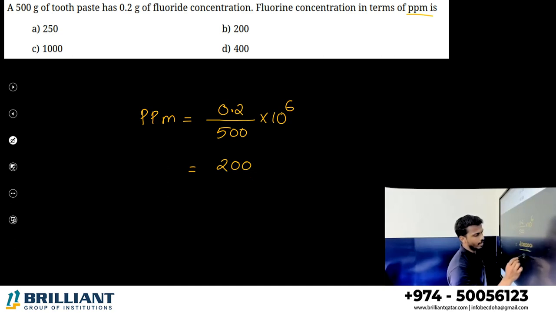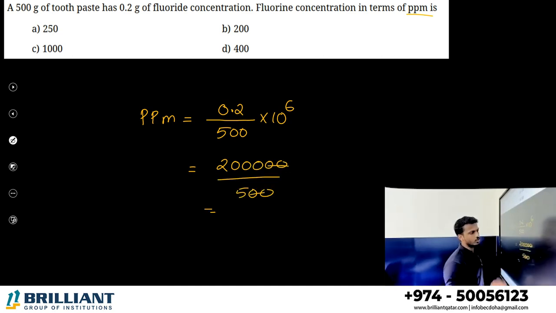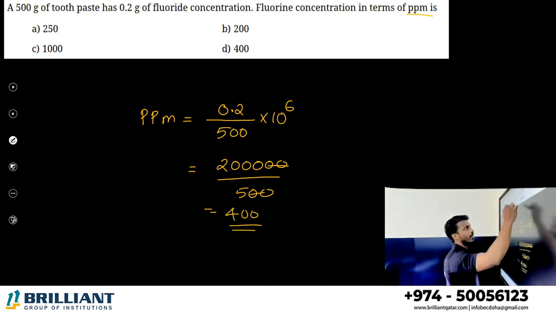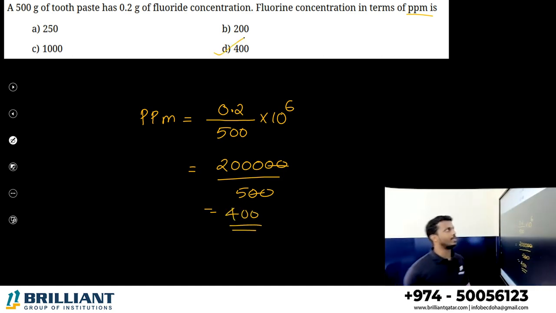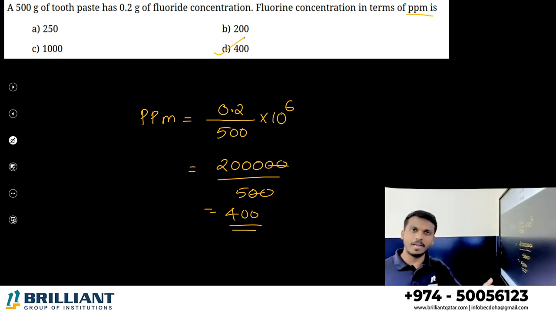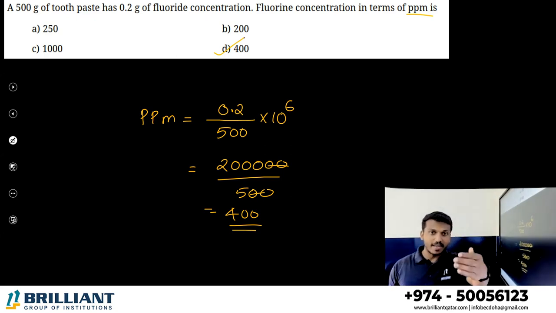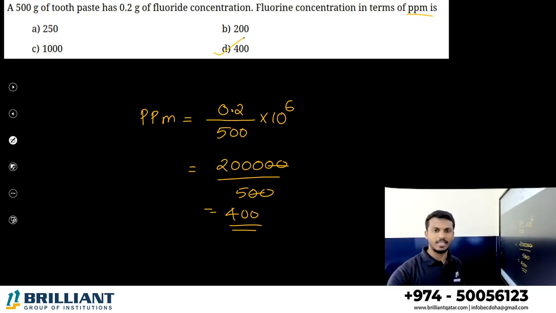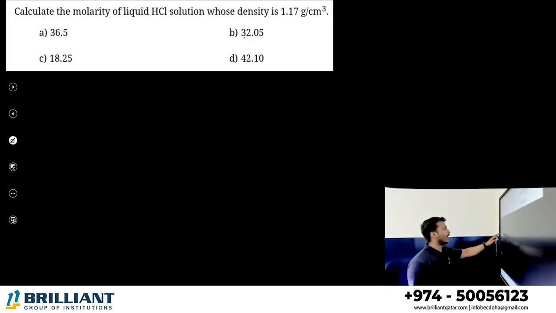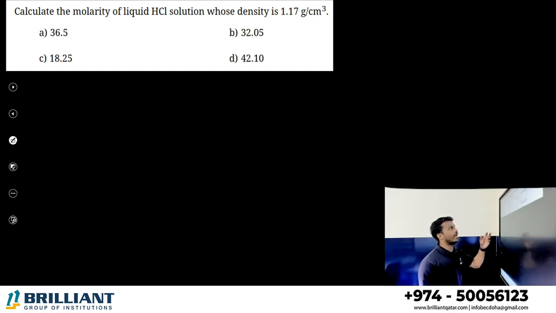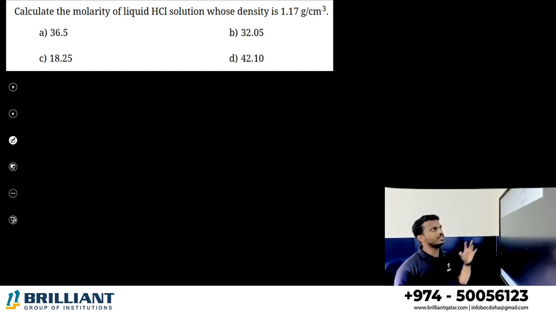By 500, 2000 divided by 5 is equal to what? 400. Right? Option D is the answer. So parts per million means number of parts of that component divided by total number of parts into 10 to the power 6. Calculate the molarity of a liquid HCl solution whose density is given as 1.17.